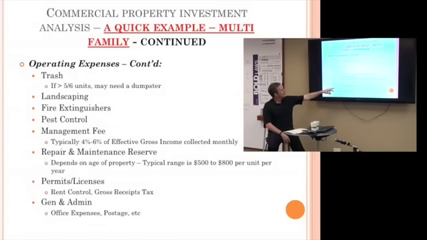You have some permits and license fees in here that come up when you're in rent control areas like LA and Burbank, for instance. And then you have general administrative, like office expenses, postage, and all that other stuff if you decide to put it in. But those are generally the expenses of a center.